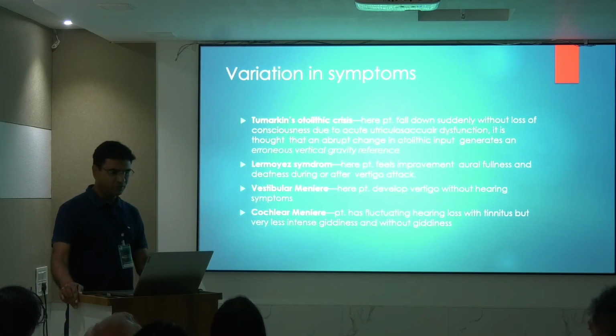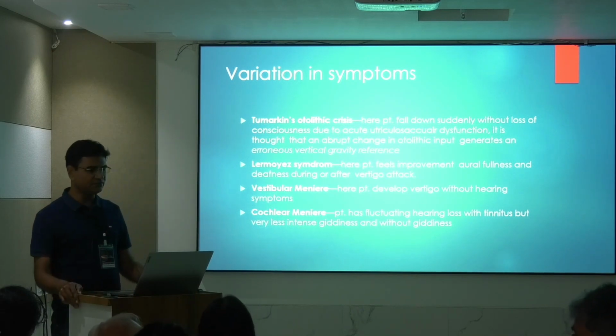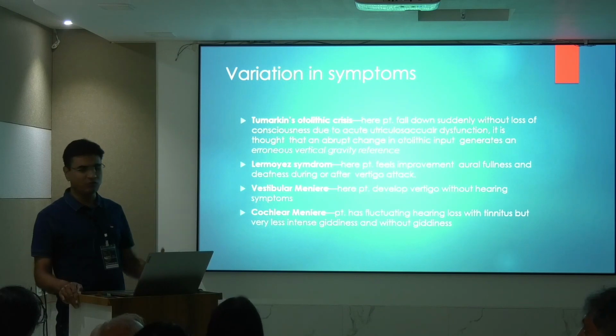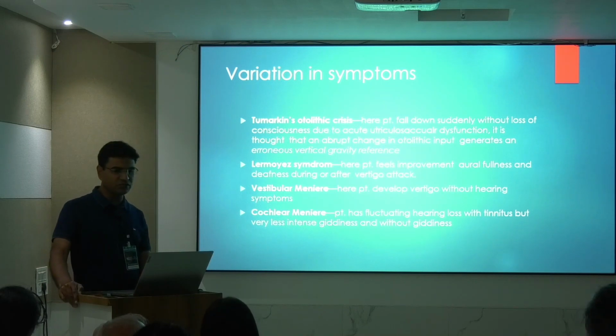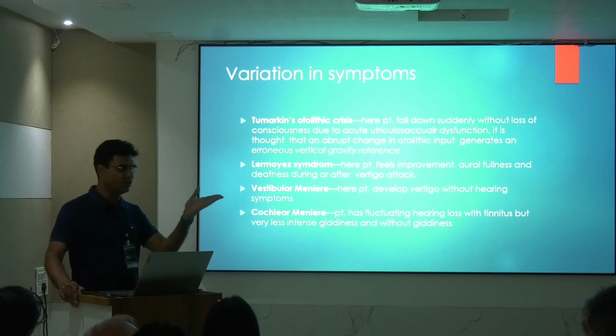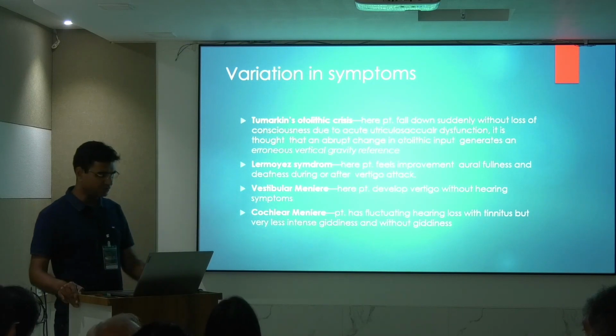Second is loss of variation in the symptoms. First is Tumarkin's. We all know that there is a sudden fall without loss of consciousness, which is due to acute vestibular dysfunction. It is believed that an abrupt change in the otolithic input generates an erroneous vertical gravity reference.